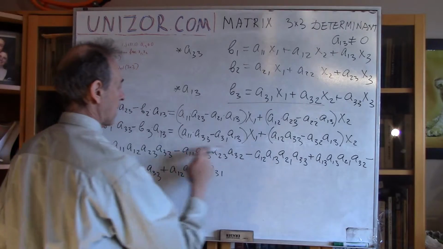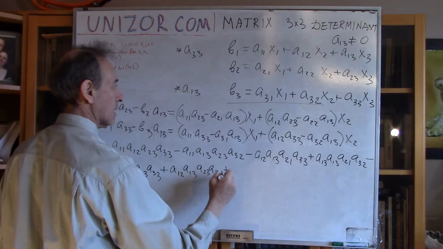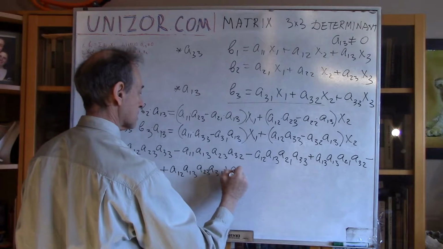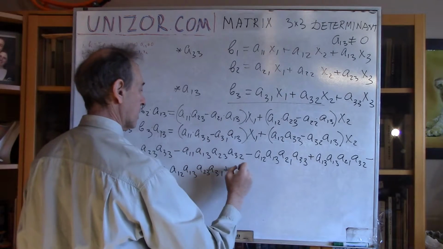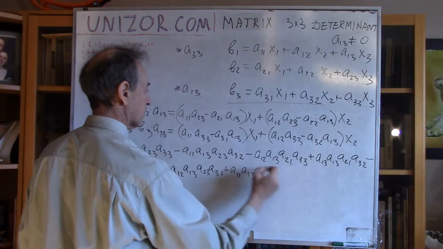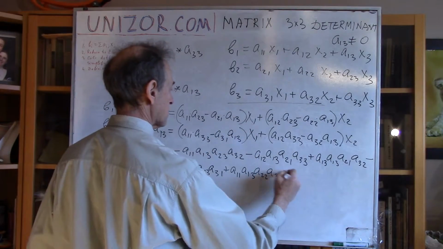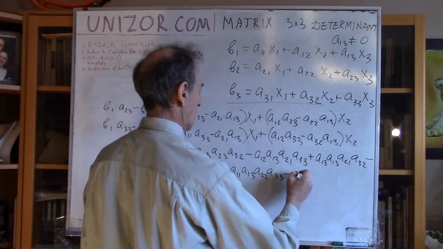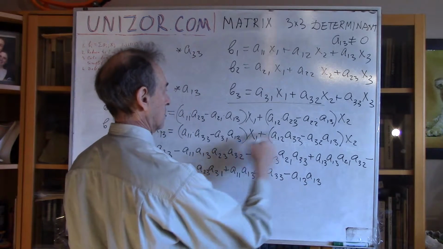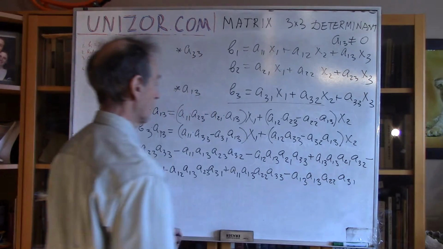Now this member times this. Now this is a minus, but there is a minus in front, so it's plus. 1 1 would be the smallest index. Then 1 3. Then 2 2. And then 3 3. Finally, this times this, it's a plus, but there is a minus in front of it, so it would be minus, 1 3, and then 2 2, and 3 1. I think I did not make a mistake.